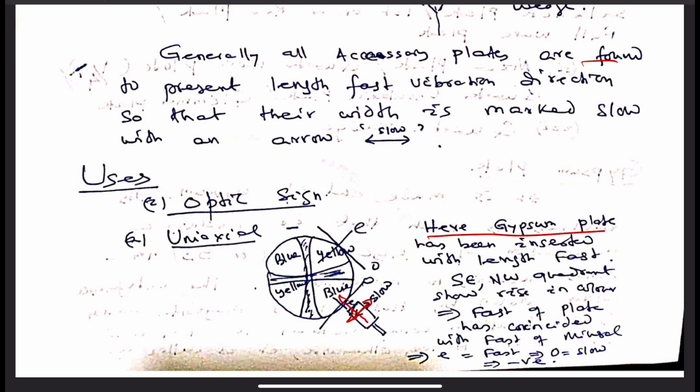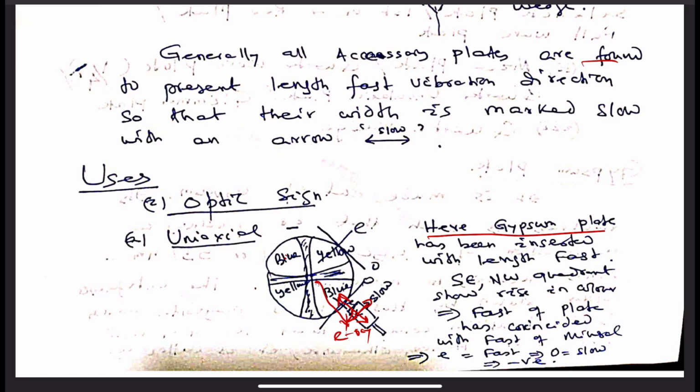So this is the first direction. Elongation direction is the first direction, and this is the E ray vibration direction. And here there has been blue in southeast and northwest quadrants. So blue means the color from red has been increased to blue. So in southeast and northwest quadrants there has been help, because of which there has been a rise in interference color.